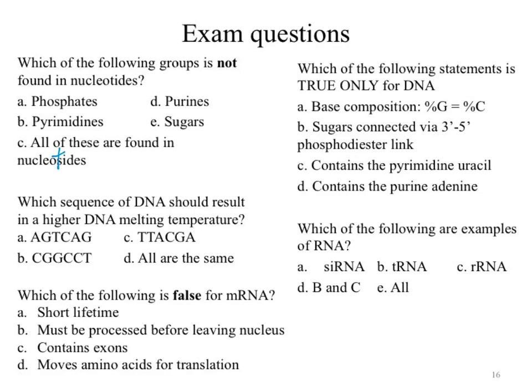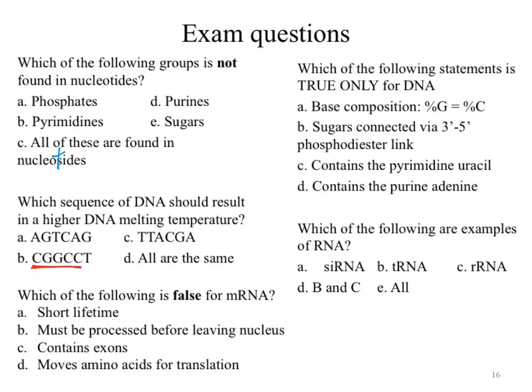Which sequence of DNA should result in a higher DNA melting temperature? So in our denaturation process, what we're looking at is which one has the highest intermolecular forces. The one that's going to have the highest intermolecular forces is the one with the most C and G units, because you have 3 hydrogen bonding interactions as opposed to 2.